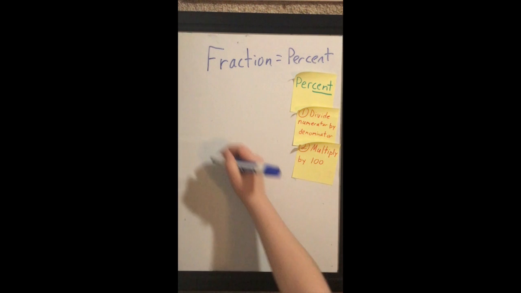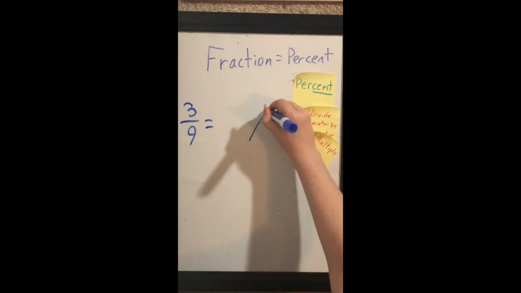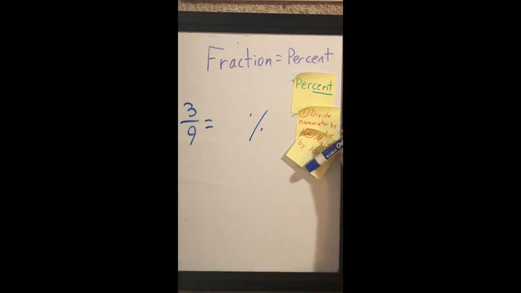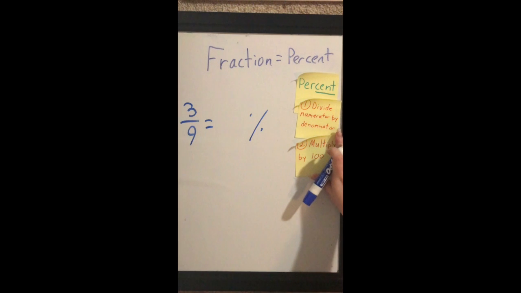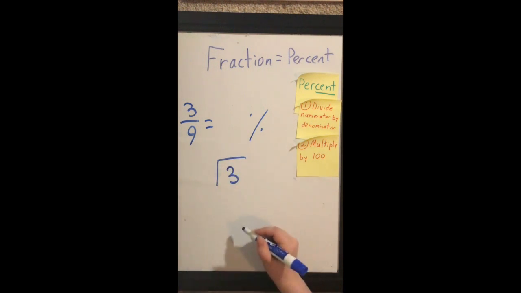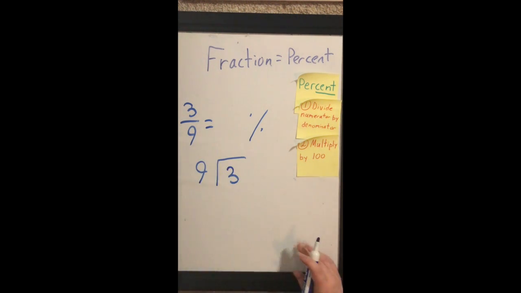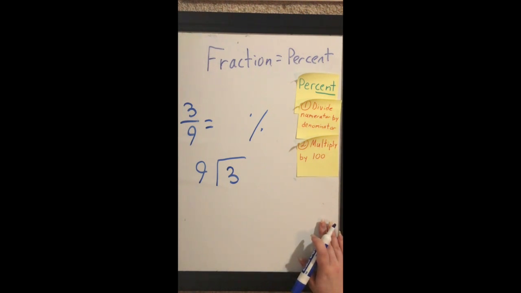We're going to do 3 over 9 equals what percent? So, going back to our step-by-step process here, we're first going to divide our numerator by our denominator, numerator being our top number, divided by our denominator, bottom number. So we have 9 divided by 3. Now, this is just a simple long division problem.